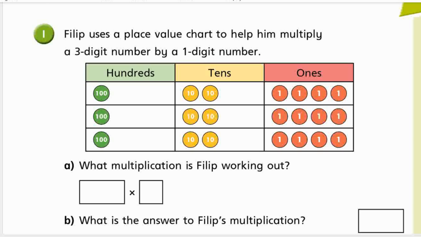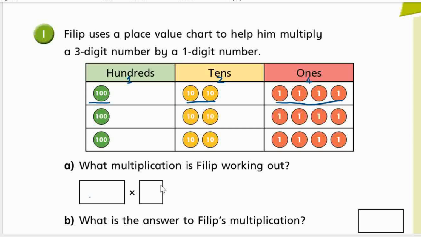We have our first task. Philip uses a place value chart to help him multiply a 3-digit number by a 1-digit number. What multiplication is Philip working out? Okay, well, first of all, how much is in this row here? Just look at this one. So we have 100, 2 tens, and 4 ones. So the number he's multiplying is 124.